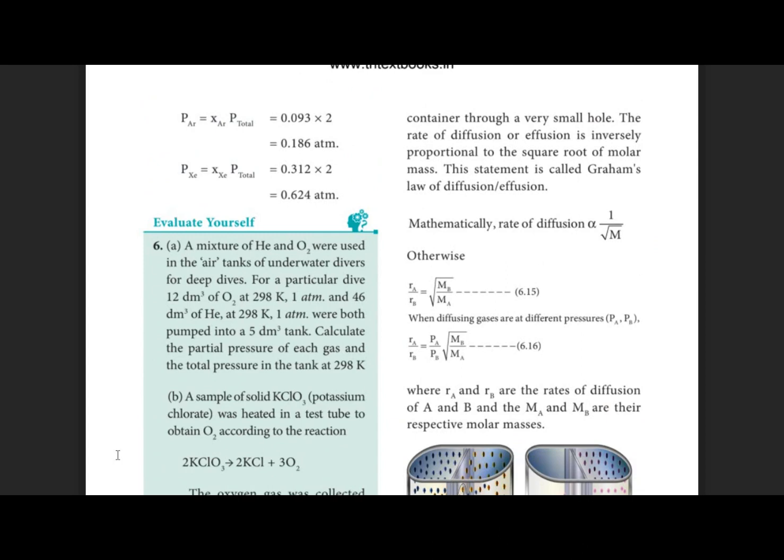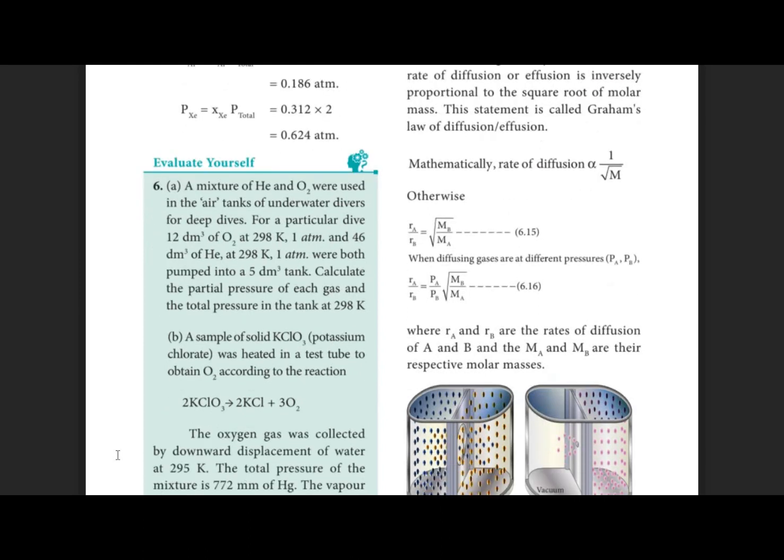The rate of diffusion or effusion is inversely proportional to the square root of its molar mass. This statement is called Graham's law of diffusion or effusion. Mathematically, rate of diffusion is proportional to 1 by root M. Otherwise, Ra by Rb is equal to root of Mb by Ma.